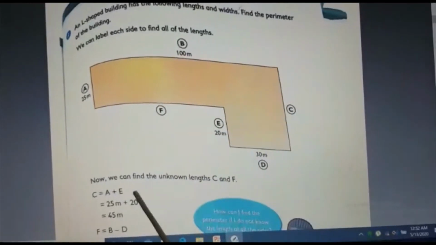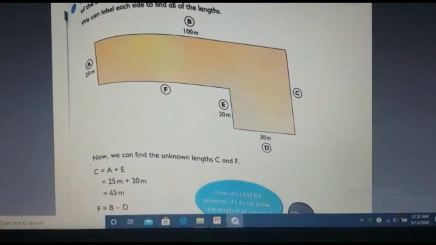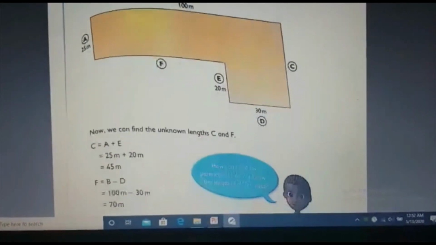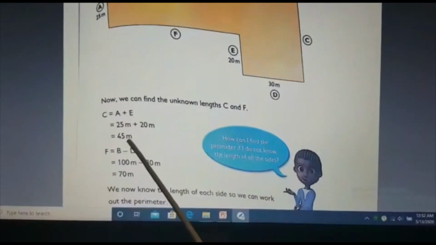So we know C is equal to what? Look, C is equal to A plus E. Is it clear for you? A plus E. What is A plus E? That is 25 meter plus 20 meter. That is equal to 45 meter.